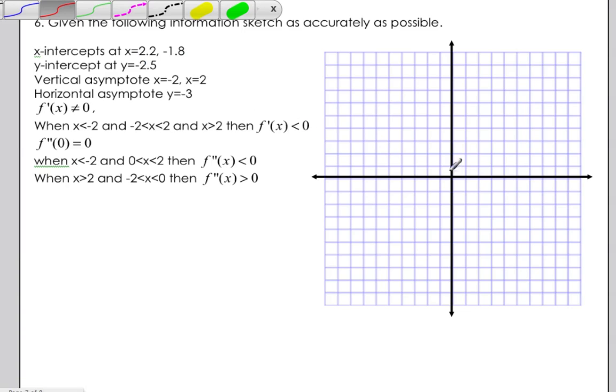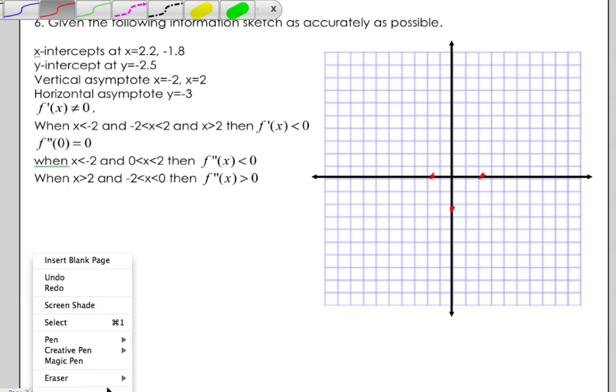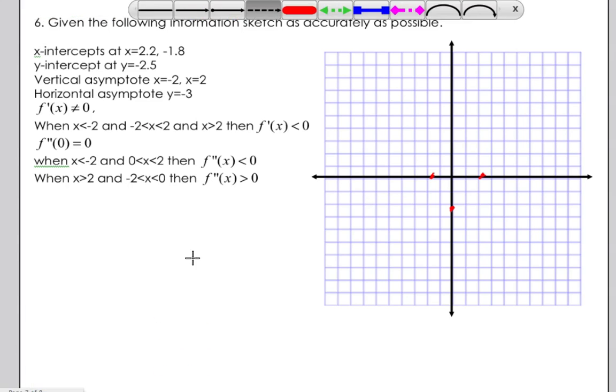So first thing I know, x-intercepts at 2.2 right here, and negative 1.8. Y-intercept at negative 2.5 is here. Asymptotes at 2 and negative 2. Let's see if I can get some good lines going. I'll do a line here at the negative 2 asymptote, and at positive 2, and a horizontal asymptote at y equals negative 3.